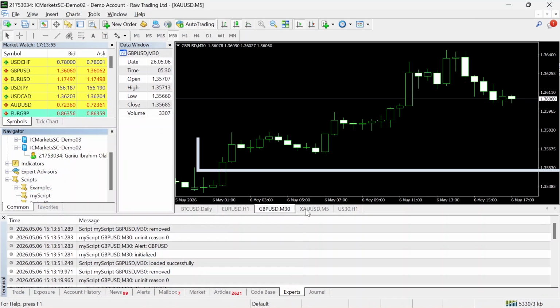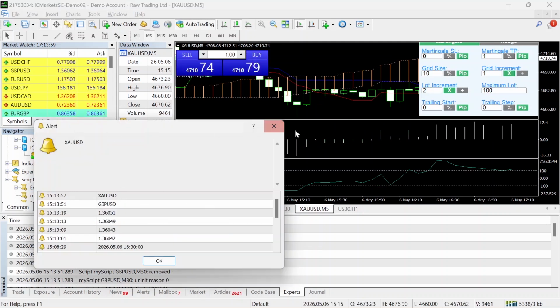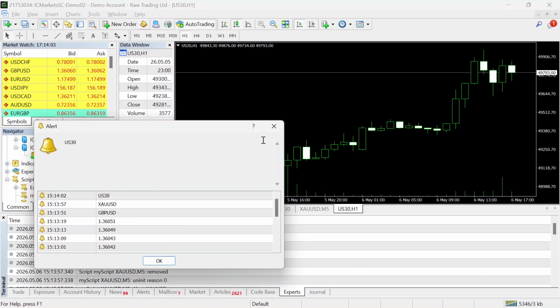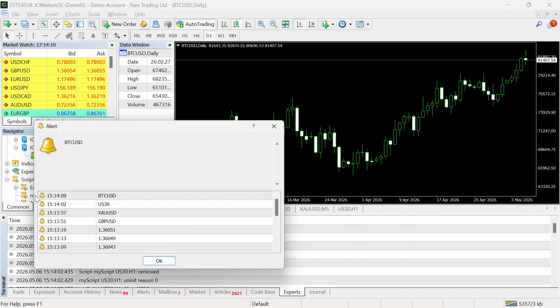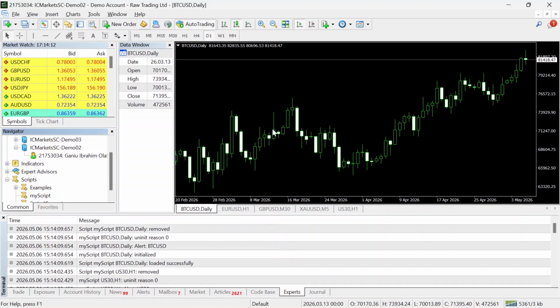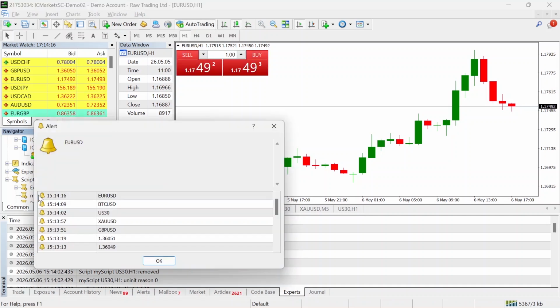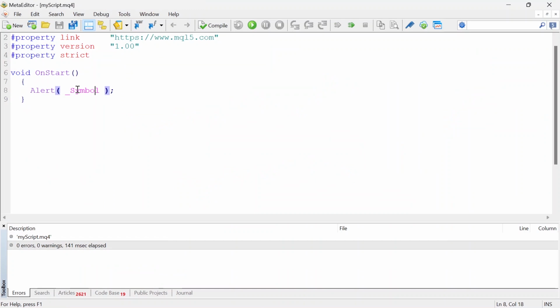Let me do that for gold. I'll just launch this on gold. You can see it is telling me gold. Let me launch this on US 30. You can see it is telling me US 30. Let me launch this on BTCUSD. You can see it's telling me BTCUSD. It is as simple as that. Let me launch it on EURUSD. Interesting, right? So these are all available for us in MQL4.